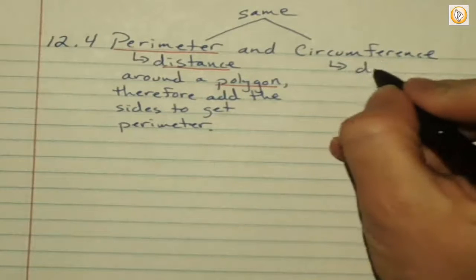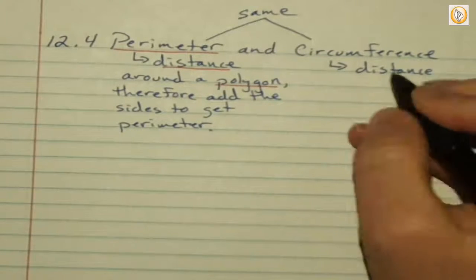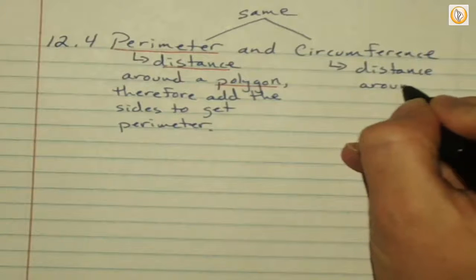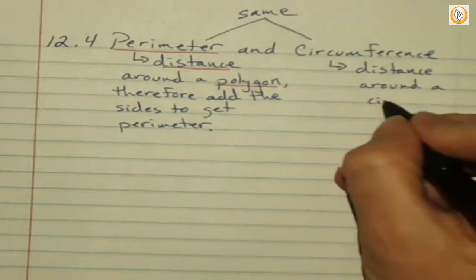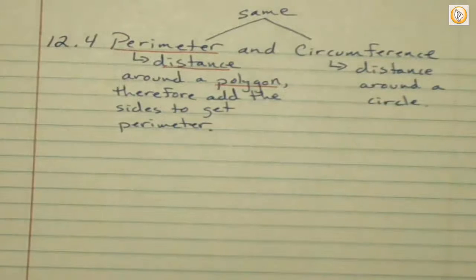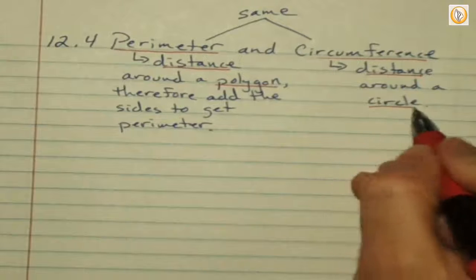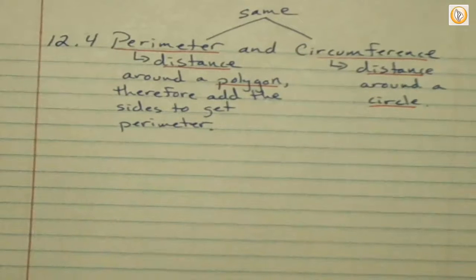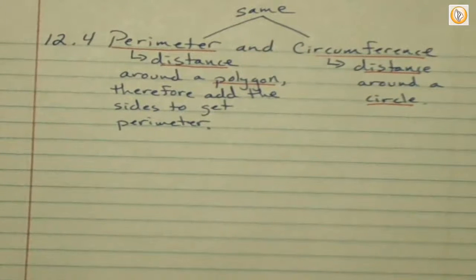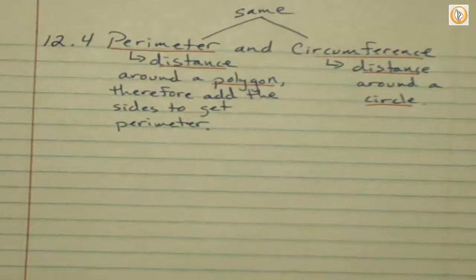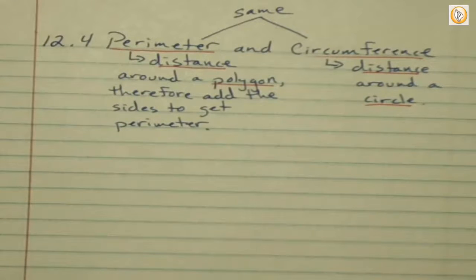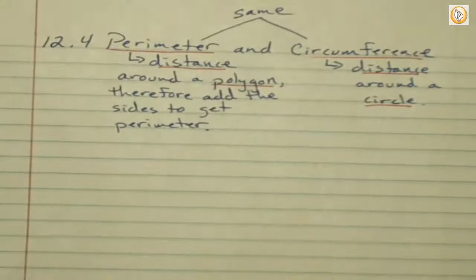Circumference is distance around a circle. There's a lot more to that. So both of them, perimeter and circumference, we're talking about the distance around an object or a thing.